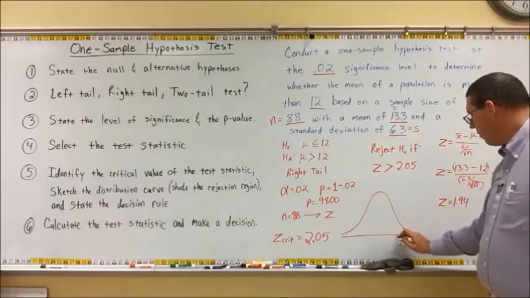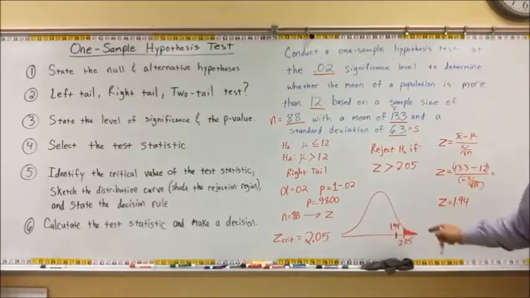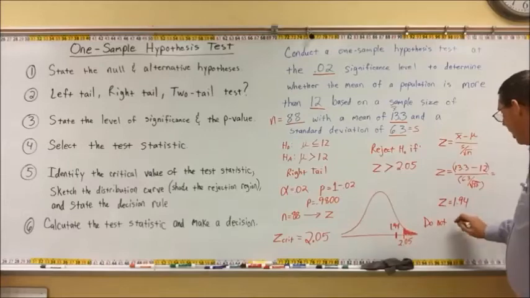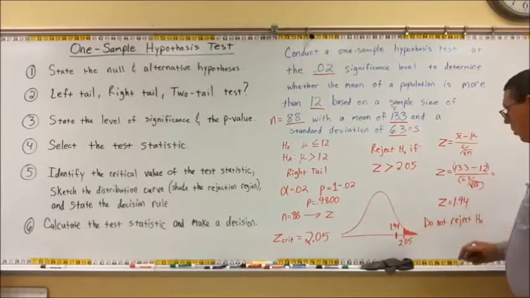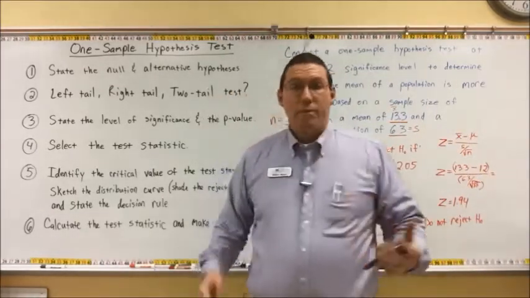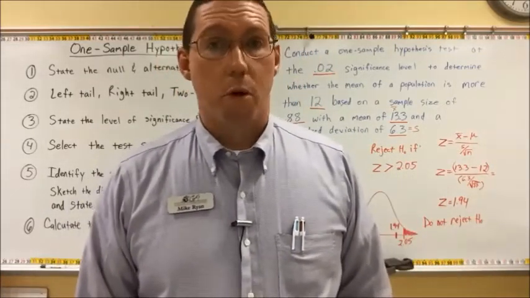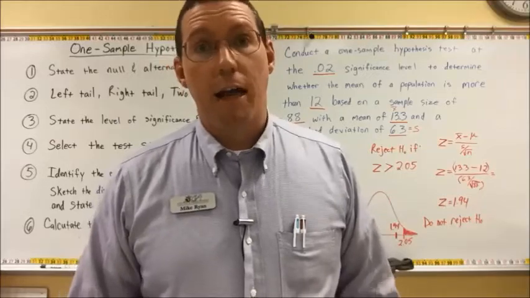Now 1.94 is right about, let's say, right here. There's my 1.94, which is not in the rejection region, and therefore my decision is do not reject H sub O. And what this means is that the data I gathered does not give me significant evidence that my alternative hypothesis receives support. So it's possible that my hypothesis is just fine and that there was something wrong with the data.